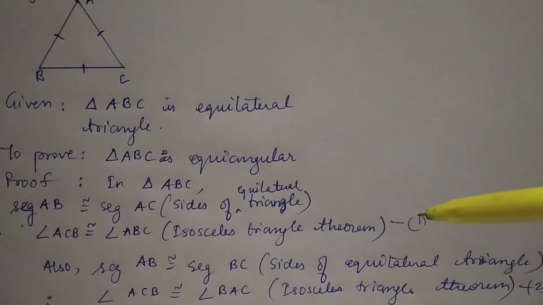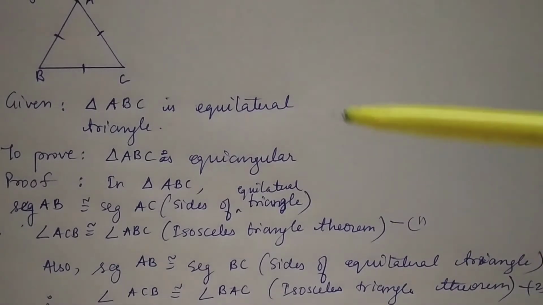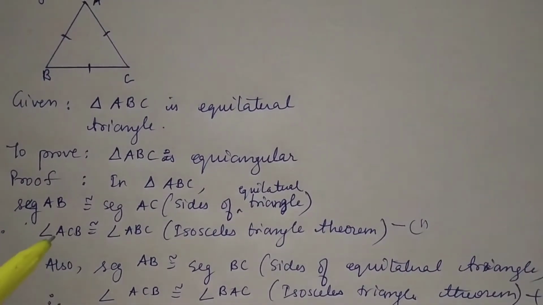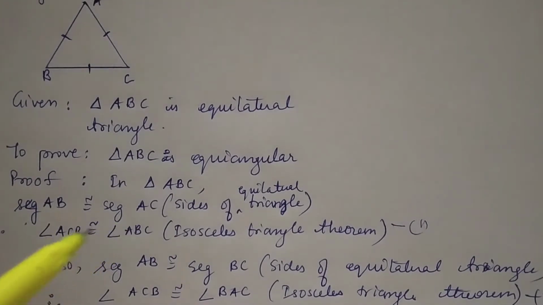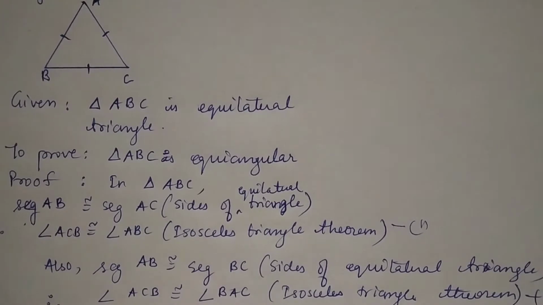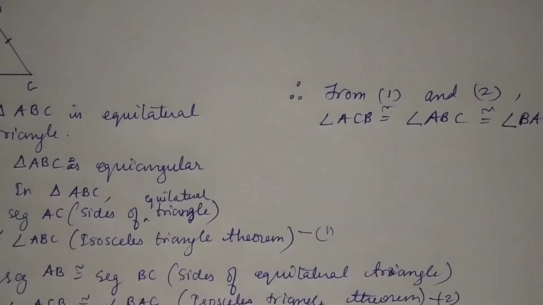Now look at this 1 and 2. Now what do you understand from 1 and 2? You find out that ACB is equal to ABC and ACB is also equal to BAC. So ACB is equal to ABC and this ACB is also equal to BAC. So that means angle ACB, angle ABC, this we have already counted. Angle ACB, angle ABC and angle BAC are all congruent to each other from 1 and 2. And since all 3 angles are congruent to each other, we say that they are equiangular.